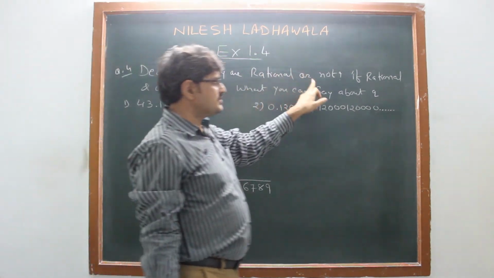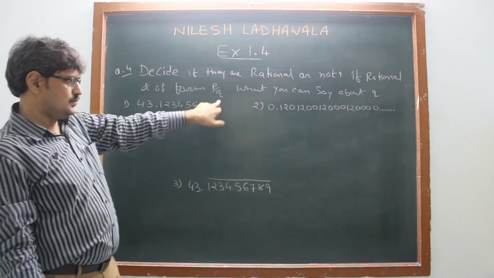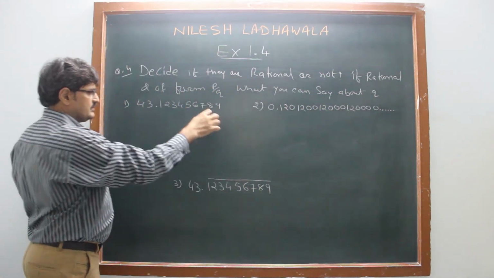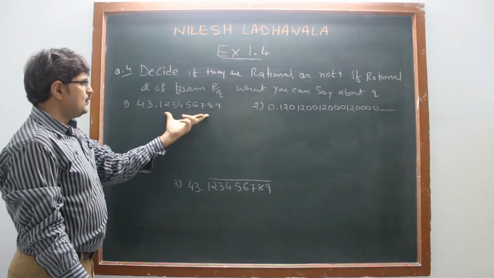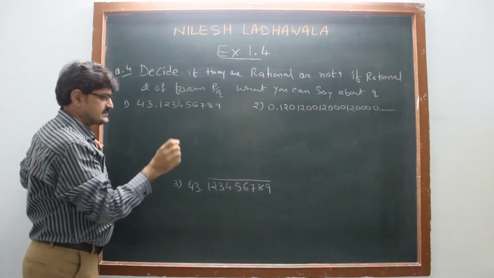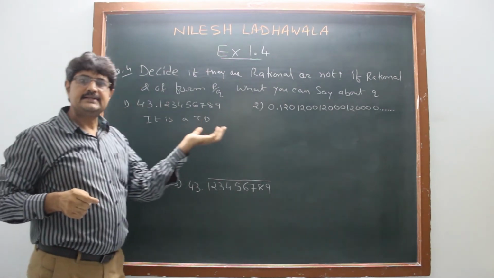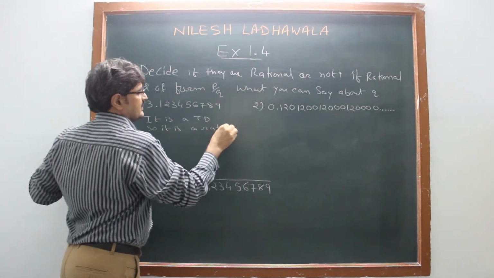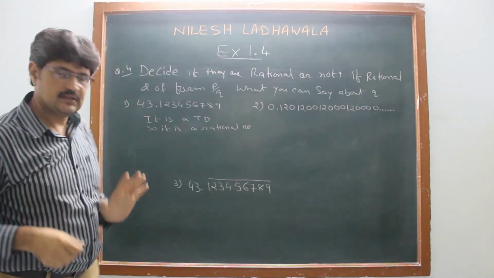Decide if they are rational or not. If the number given is rational and of the form p by q, what can you say about q? So first of all, we have the first number as 43.123456789. Now we can see that there is no dot dot dot here, so it must be a terminating decimal. So I can say that it is a TD. And as it is a TD, I can say that it is a rational number. Any terminating decimal is always considered a rational number.